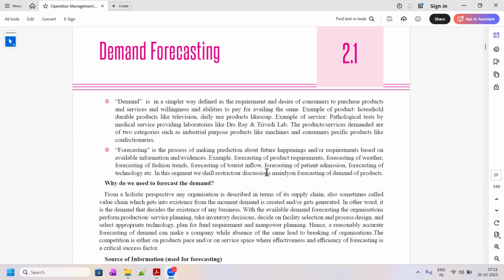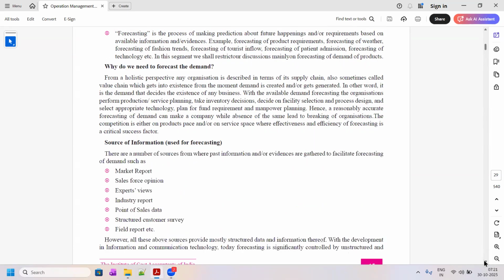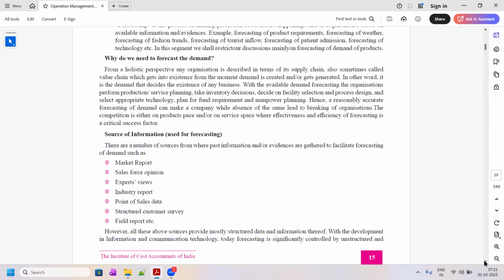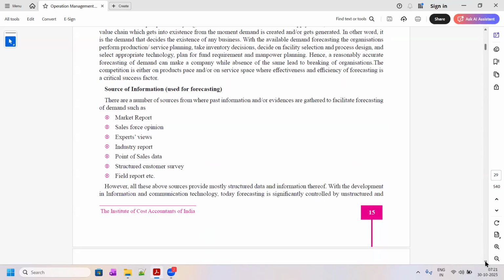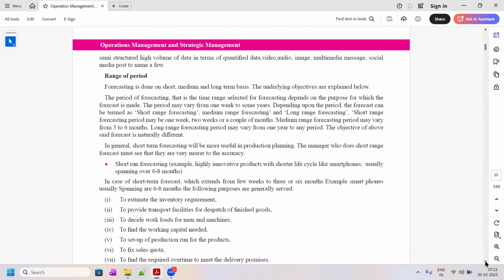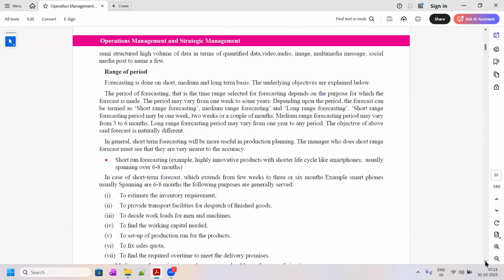So far in this class, we have discussed what demand forecasting is. We have spoken about the need for working on demand forecasting. We have discussed the different sources of data for forecasting, either primary data or secondary data. We have spoken about different kinds of forecasting mechanisms.